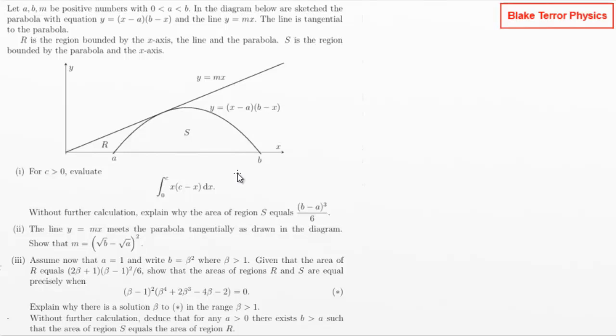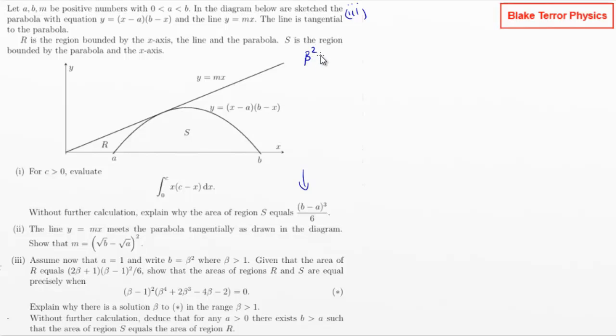Given that the area of R equals that, all right, so they've already told us R. Show that the areas of R and S are equal when, again, it just seems like an algebra question. So what do we got then? Because we've got both of these things sat here, haven't we? So S we've worked out previously is that. So that is now, well, B is beta squared. So let's put that there.